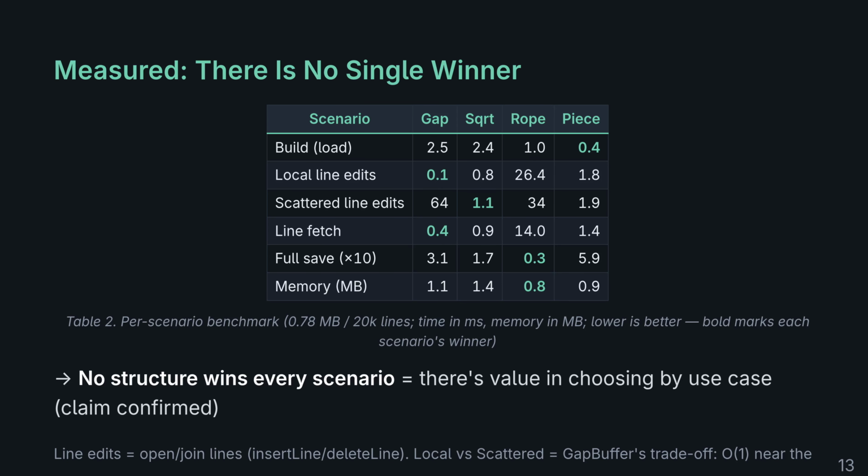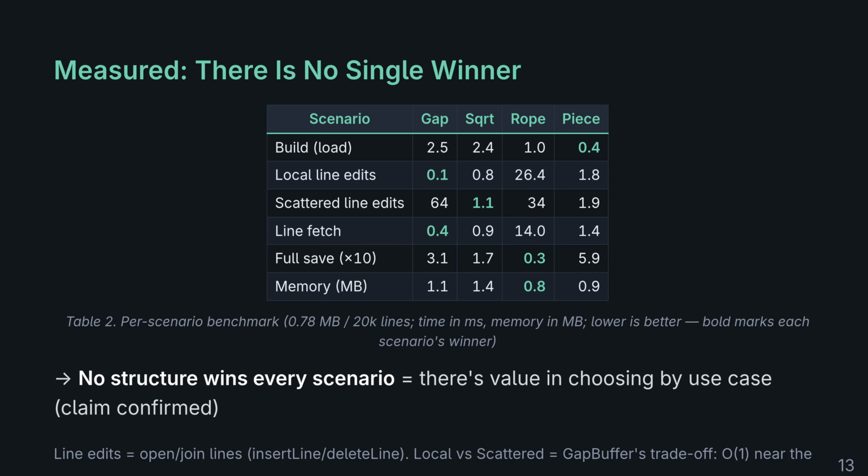Theory is nice, but I wanted numbers, so I measured them. Same file, same operations across all 4 data structures. The file here is about 0.8 megabytes, 20,000 lines. Times are in milliseconds, and lower is better. And here's the interesting part. There's no single winner. Every backend wins at least one row. These are the numbers in bold.